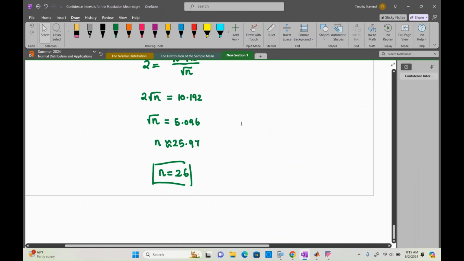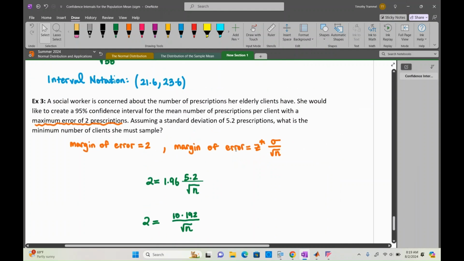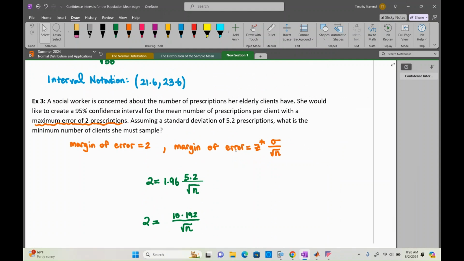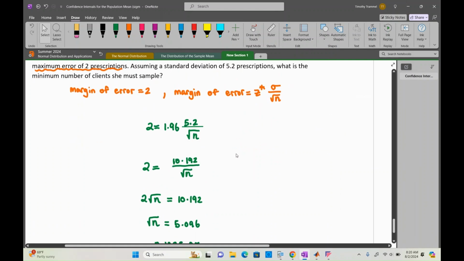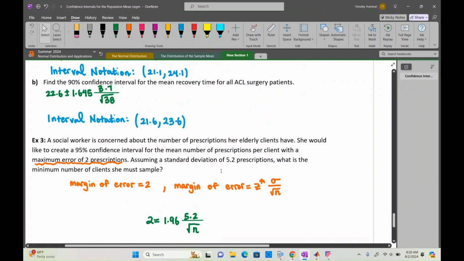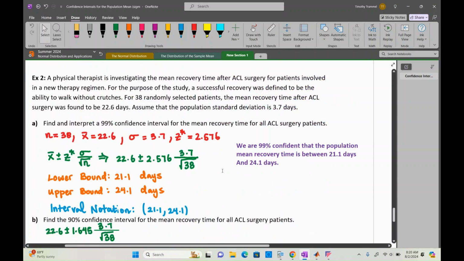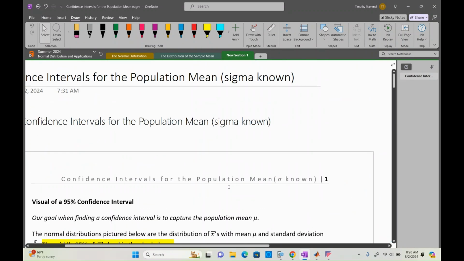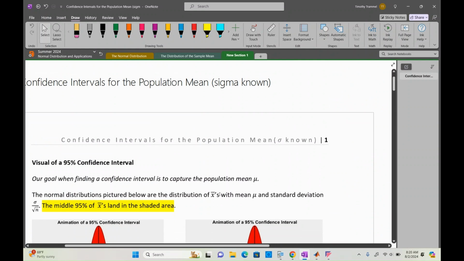So yeah, remember that. For these ones where they say find the sample size to minimize the margin of error, you will round up. Even if this number was 25.1, you'd round it up to 26. All right. And so this wraps up the confidence intervals for the population mean with sigma known.